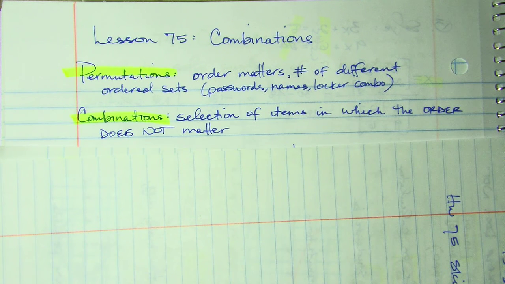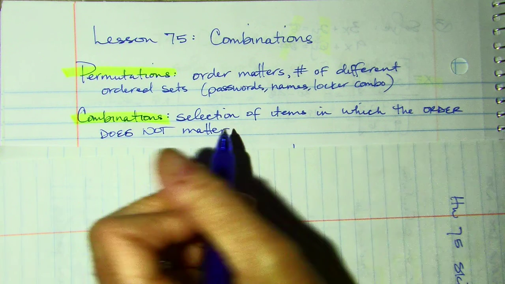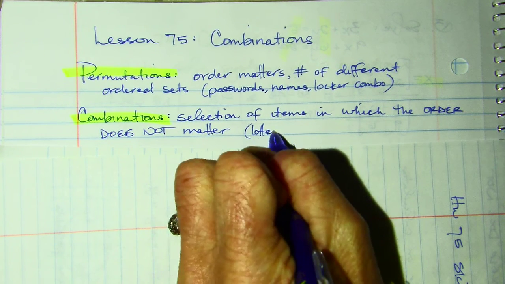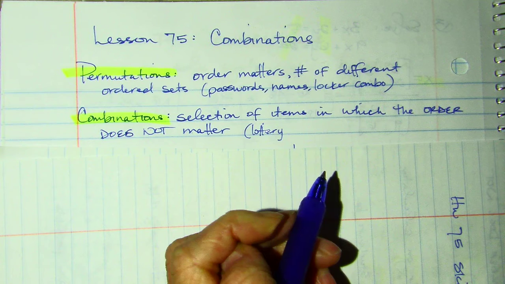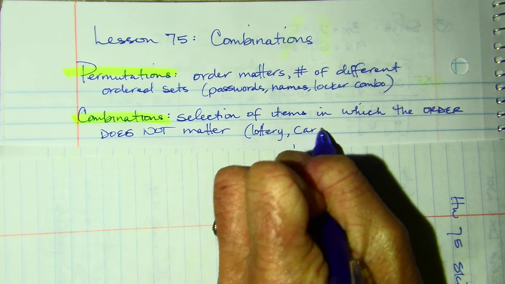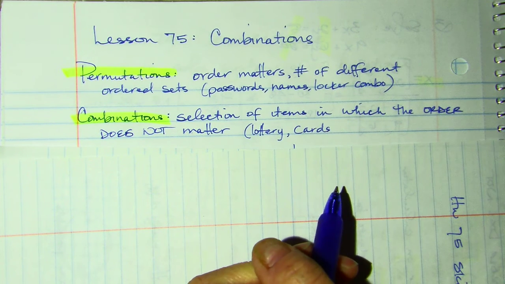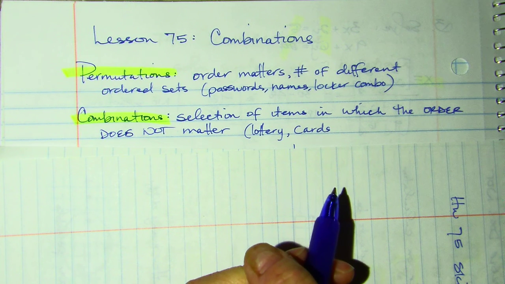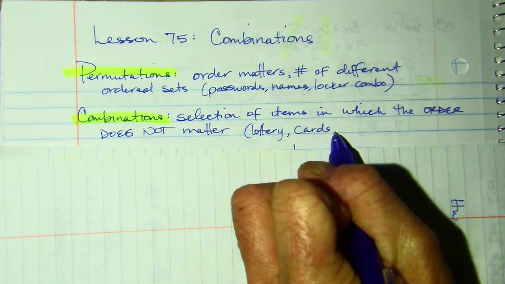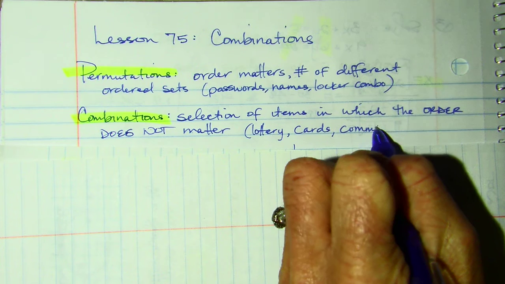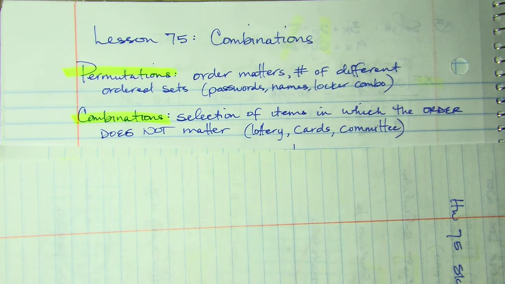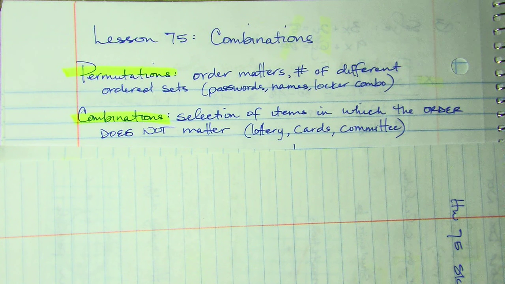Combinations is a selection of items where the order does not matter. For example, it doesn't matter the order that your numbers are selected for the lottery. Doesn't matter what order I select my cards when I'm playing poker. It doesn't matter if I got the king first and then the ace. Or, for example, a committee of people. No one is above the other, so it doesn't matter the order in which we select them. So just being able to know the difference between the two and when to use a permutation versus a combination.